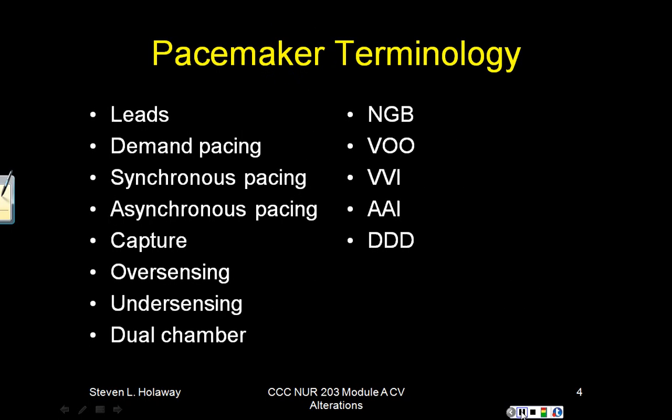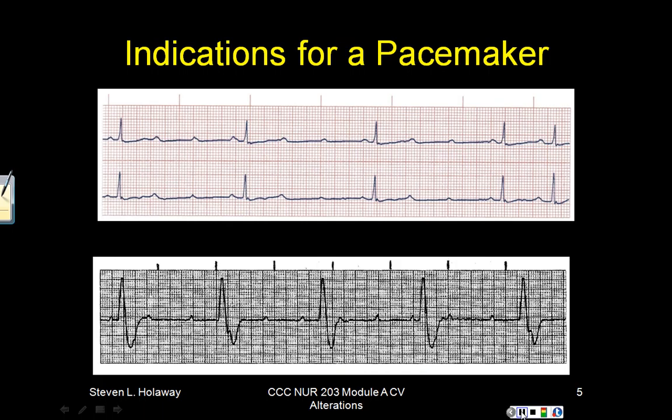Some of the terminology that we'll be talking about are leads, demand pacing, synchronous pacing, asynchronous pacing, capture, oversensing, undersensing, and dual chamber. We'll talk about the NBG codes, VOO, VVI, AAI, and DDD. So what are the indications for a pacemaker?